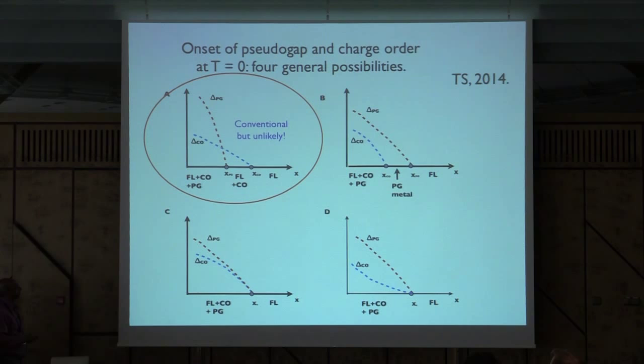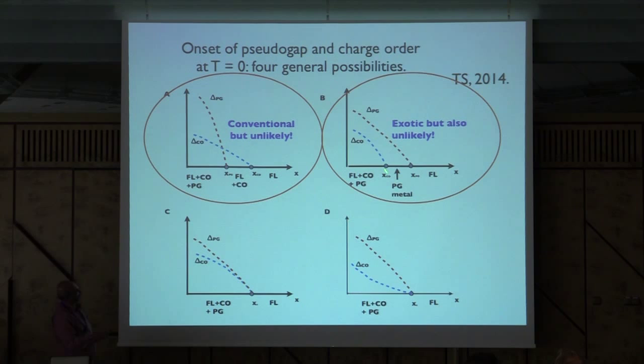So let's go to the second one. This, I would argue, where the charge order closes first and the pseudogap closes later, is actually extremely exotic, because then there's an intermediate range of doping in which the underlying normal state Fermi surface has a pseudogap but has no broken translation symmetry. And I already pointed out that a pseudogap metal without broken translation symmetry is an exotic non-Fermi liquid state. Right?